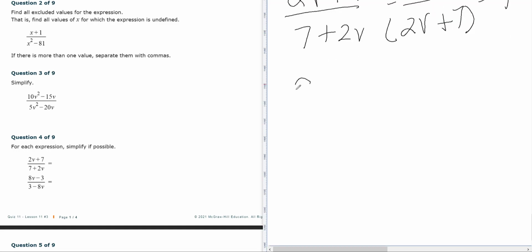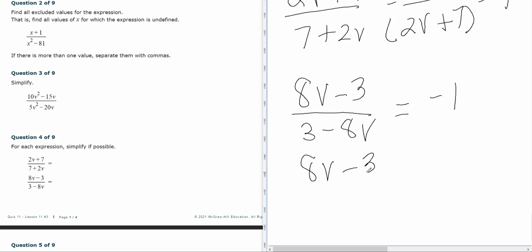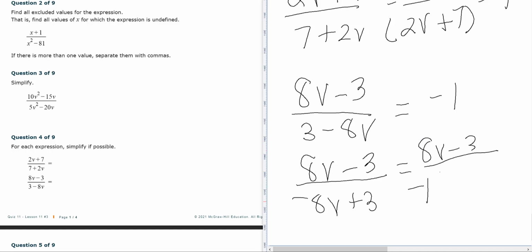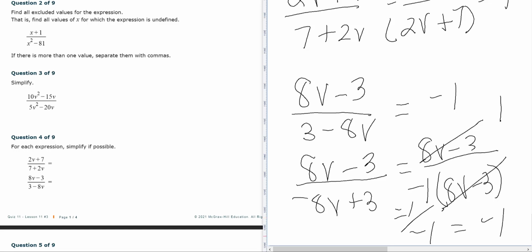And when I have 8V minus 3 over 3 minus 8V, look, that's subtraction in reverse. Those are opposites. That'll be negative 1. Now let me show you the long way to get negative 1. If I rewrite my denominator as negative 8V plus 3, and I factor out a negative 1 from the denominator, I get 8V minus 3 in my parentheses. So the 8V minus 3 reduces with the 8V minus 3 and leaves a 1, and so 1 over negative 1 is negative 1.